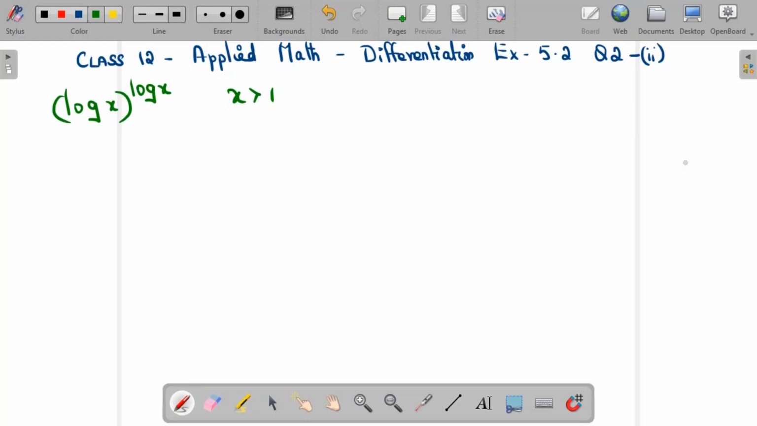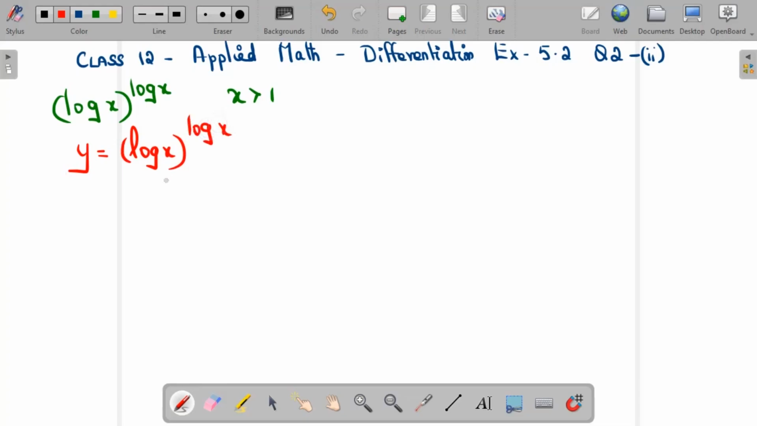In this video, let's have the solution for question 2 in exercise 5.2. We are going to look at the second subdivision. Find dy by dx. The expression given here is (log x) the whole power x. So I'm going to equate this whole function to a variable y. So y is equal to (log x) the whole power log x.